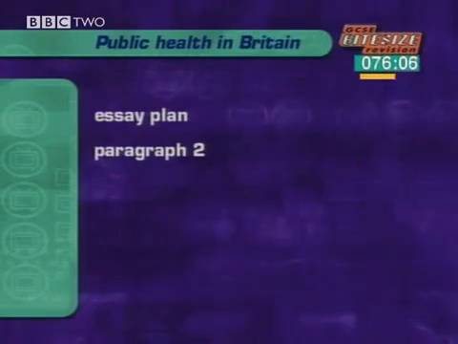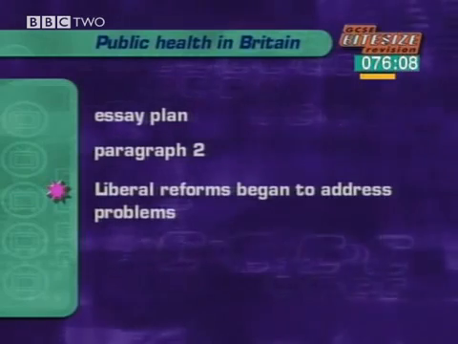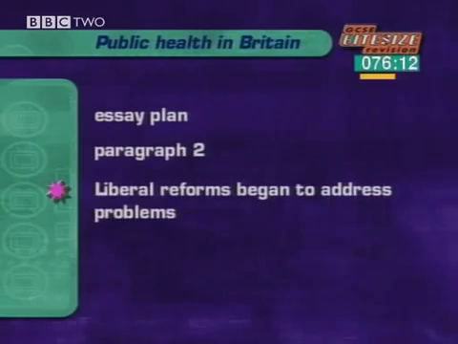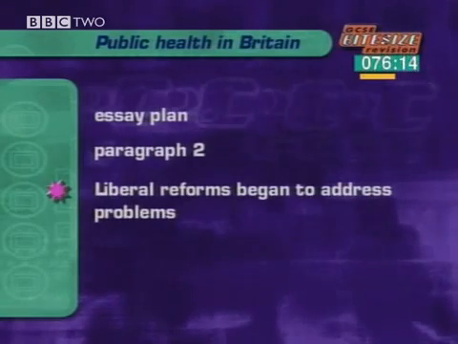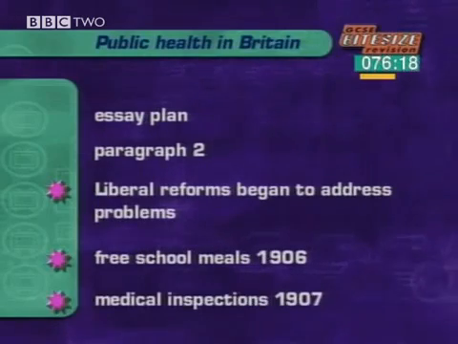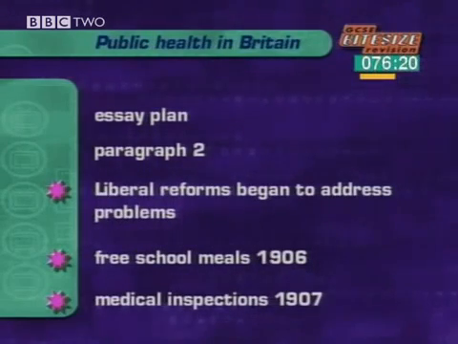Paragraph 2 shows how the Liberal reforms began to address these problems. Children needed better nutrition and to have their health problems spotted before they became too serious. Free school meals were introduced in 1906 and medical inspections in 1907.